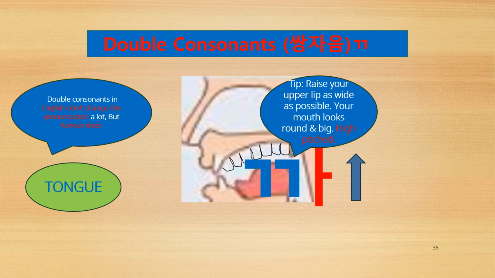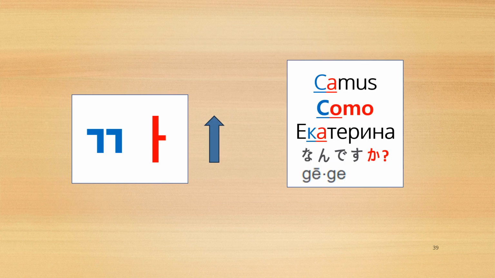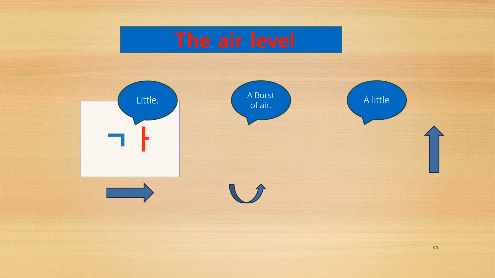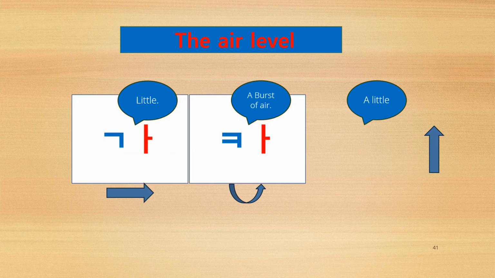Double consonants in English don't change the pronunciation much, but in Korean they do, okay? So this ka is high-pitched, and your mouth is supposed to be big and round. And this is like French, Spanish, Russian, Japanese, Chinese. It has this double consonant pronunciation. So the pitch level: ka, ka, ka, low-pitched, and ka, rising, and then a burst of air, and ka, high-pitched. The air level: ka, little, and ka, a burst of air, and ka, a little, okay?